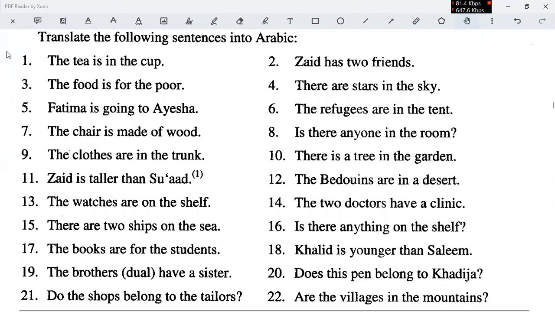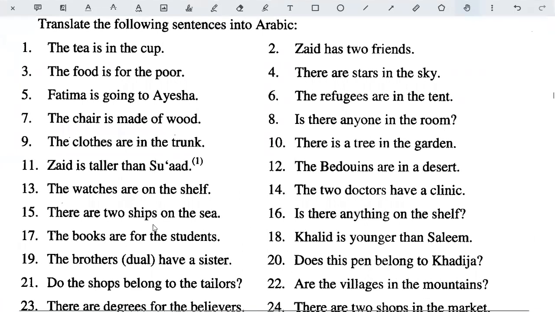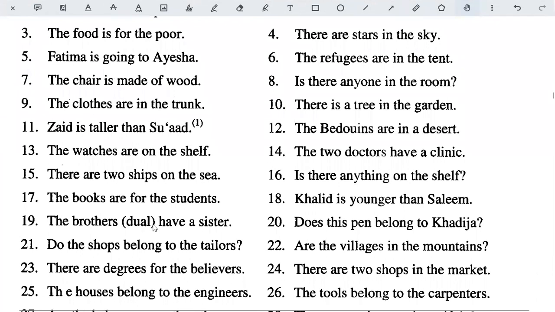Next student is Miss Khatija. Where are we? A Bedouin. Watches. What's the plural of watches? As-sa'atu. Okay. As-sa'atu ala rafi. Correct.